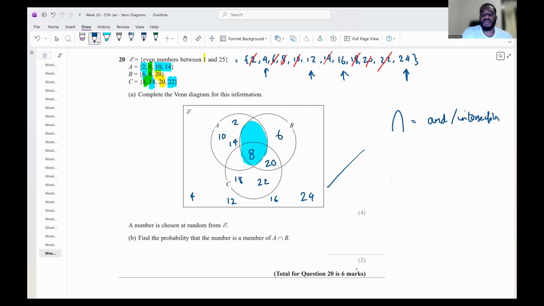So there's only one number in there. So one out of how many numbers are there? Well, it's even numbers from 1 to 25, so there's going to be 12, but you can count anyway. 1, 2, 3, 4, 5, 6, 7, 8, 9, 10, 11, 12. So the answer is going to be 1 over 12. Does that make sense, guys? Anybody get all of that correct?